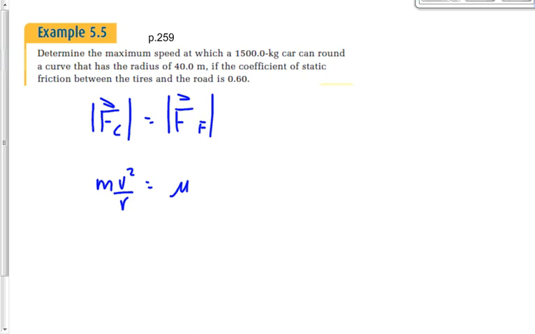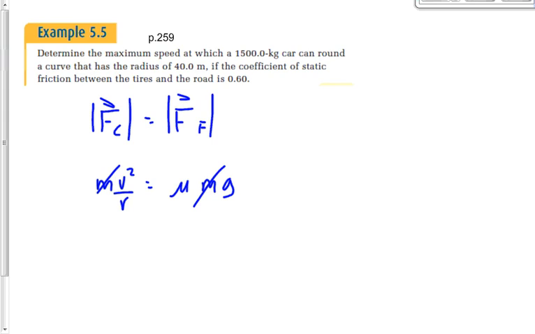What's the normal force on a flat surface? No, but close. It's about m times 9.81, right? So mu times the normal force is mu times m times g. Now, we've got the mass of this car here, but notice, since it appears in both terms, we can cancel it if we want and not even use the mass. What does that tell you about a car going around a turn? Doesn't matter what the mass is.